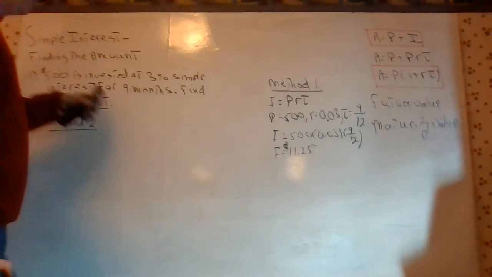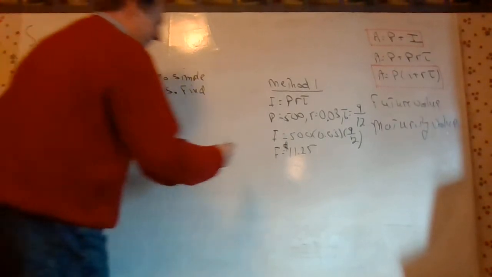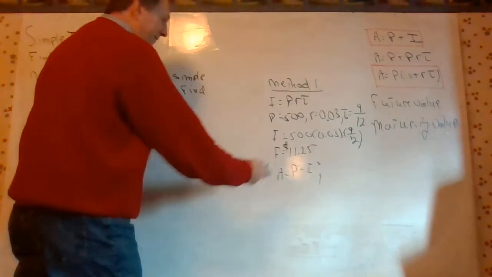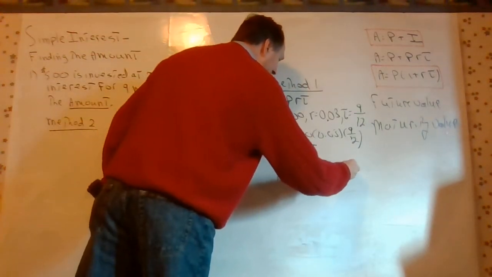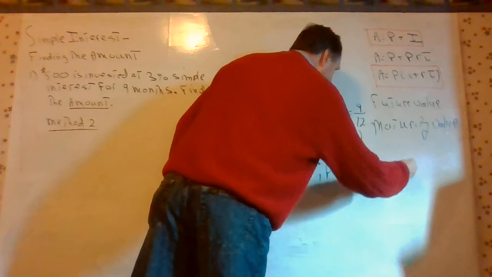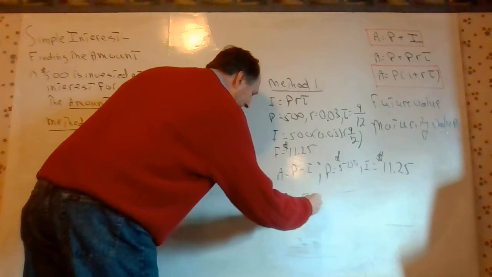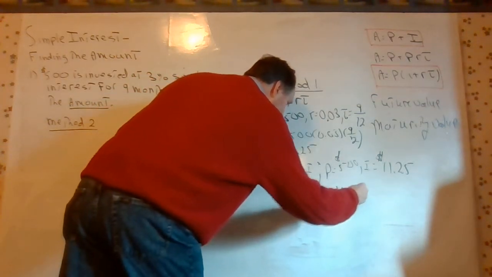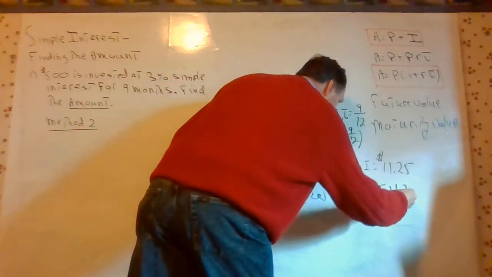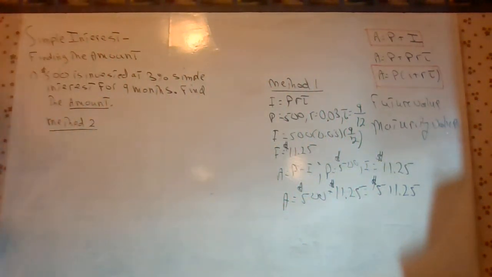So we invested 500, we earned this interest. The amount is just $511.25. So I'll write that formula out. A equals P plus I. Let's define the variables. P is equal to 500. I is equal to 11.25. A is 500 plus 11.25 equals 511.25. It's really a two-step process.